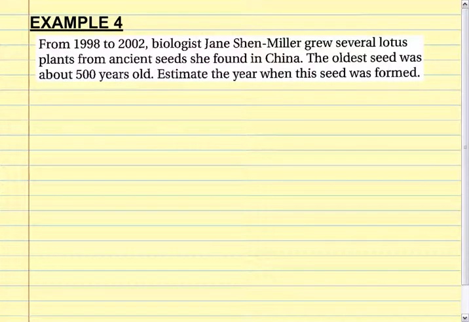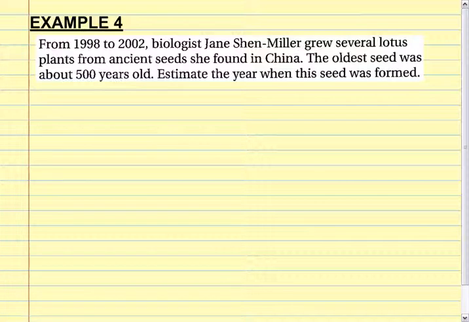From 1998 to 2002, biologist Jane Shen-Miller grew several lotus plants from ancient seeds that she found in China. The oldest seed was about 500 years old. Estimate the year when this seed was formed. Now remember, from 1998 to 2002, she grew several lotus plants from ancient seeds. The oldest was about 500 years old. Estimate the year when this seed was formed.